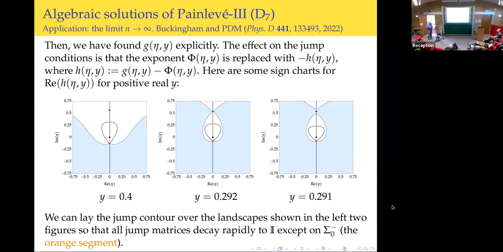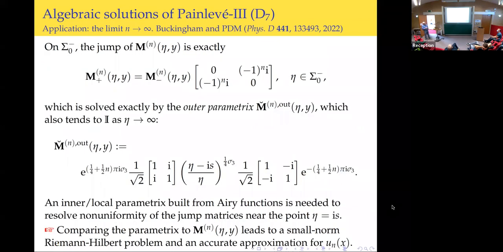So the point is that we can put the jump contour on this picture in these two cases in such a way that all of the jump matrices are decaying very rapidly to the identity matrix, except on this little orange segment, just like that. And on the orange segment, you get a simple approximating jump matrix like this. It's a constant, off diagonal. So you could try to just solve this jump condition exactly. Actually, you could diagonalize this matrix and solve it exactly. So this is what we call the outer parametrix. It's this gadget. So here are the matrices that are diagonalizing this thing, and here is just the piece that's diagonal in the middle.